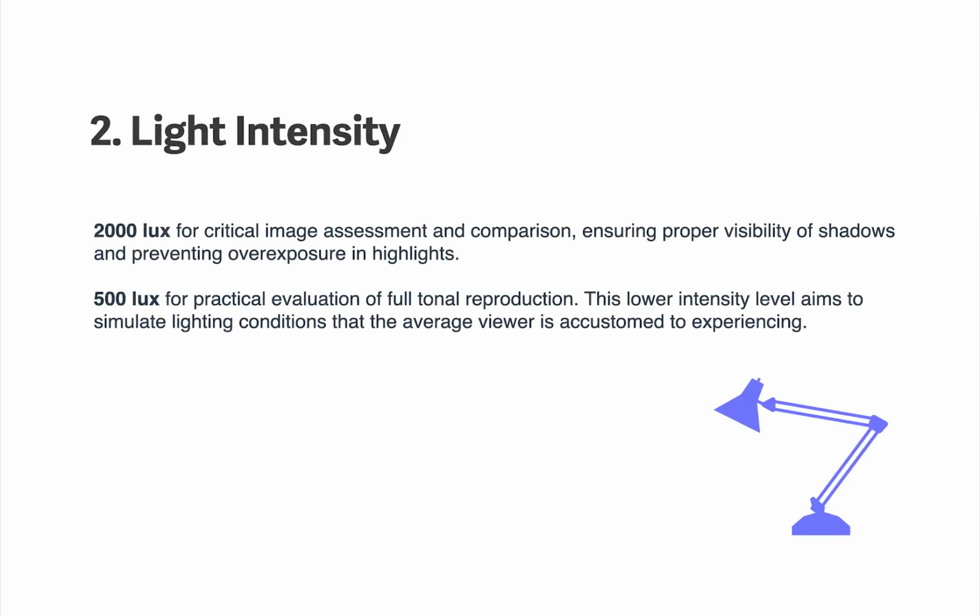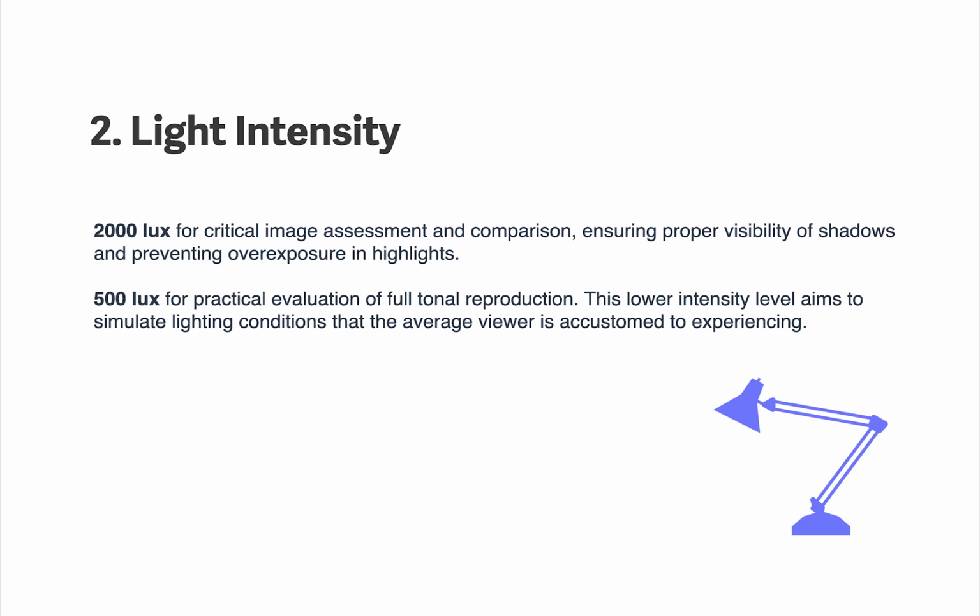Consistent light intensity is critical to consistent image rendition, so this standard defines two levels of intensity. 2000 lux for critical image assessment and comparison, ensuring proper visibility of shadows and preventing overexposure in highlights, and the lower intensity level of 500 lux for practical evaluation of full tonal reproduction. This lower intensity level aims to simulate lighting conditions that the average viewer is accustomed to experiencing.